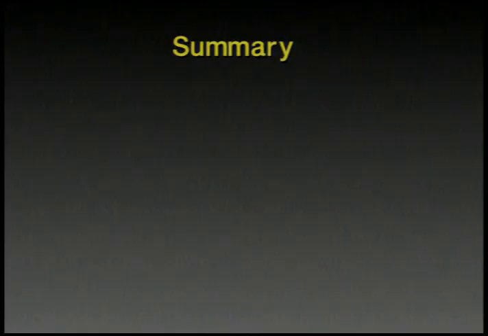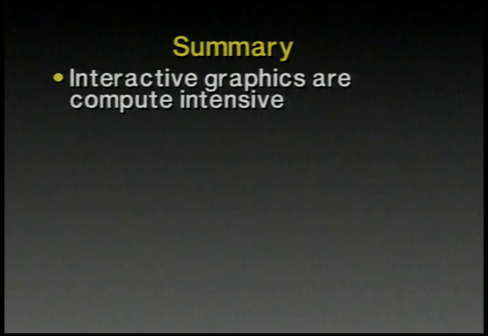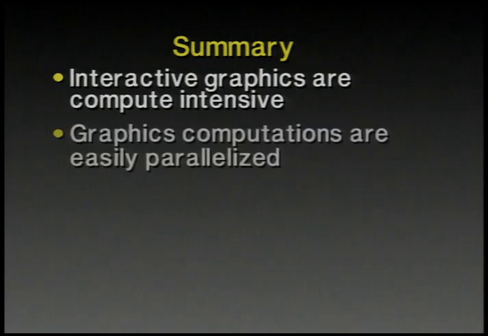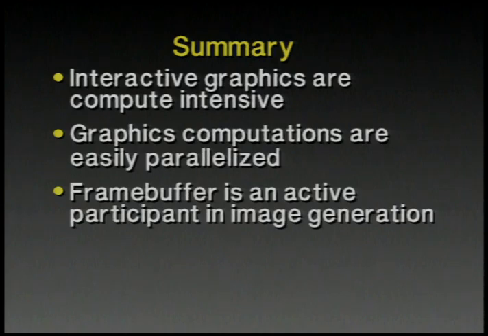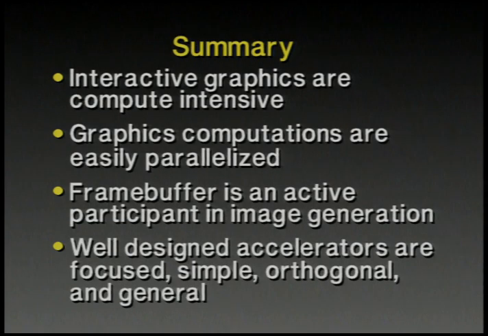So finally, what have we seen? We've seen that billions of operations per second are required to do high-quality graphics. We've seen that graphics computations are easily parallelized. As a result of those two things, we understand it makes sense, it's necessary, and it's possible to build special-purpose hardware that does a good job of rendering high-performance interactive graphics. We've also seen that the Framebuffer is an active participant in image generation. It isn't just the place that the image is placed after it's been computed. It is, in fact, the place where the computation happens. And we're seeing a trend in the industry that this is true more and more. And finally, we've seen that well-designed machines have a nice balance of focus and generality, emphasizing simplicity and orthogonality.